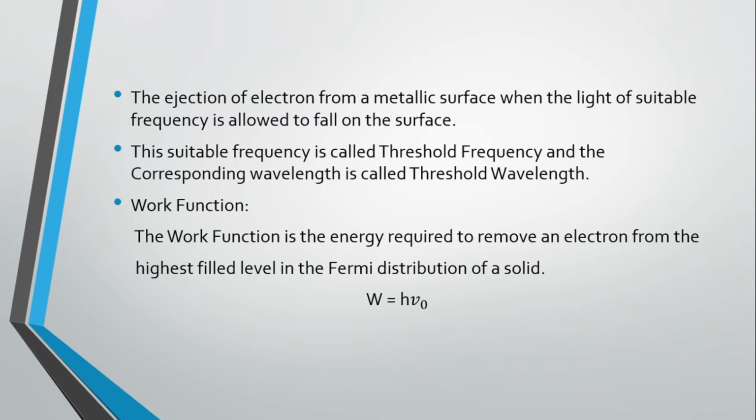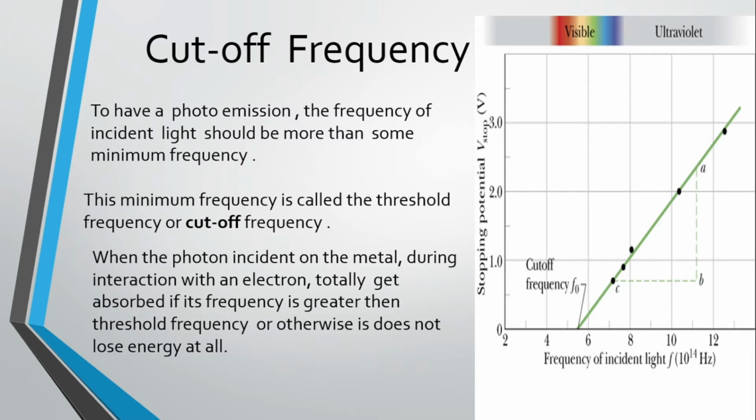The ejection of electrons from the metal surface occurs when light of suitable frequency is allowed to fall on the surface. This suitable frequency is called the threshold frequency, which means minimum frequency, and the corresponding wavelength is called the threshold wavelength, which means maximum wavelength. Work function: the work function is the energy required to remove an electron from the highest filled level in the Fermi distribution of a solid. The formula for work function is W equals h nu naught, where h is Planck's constant and nu naught is the threshold frequency.